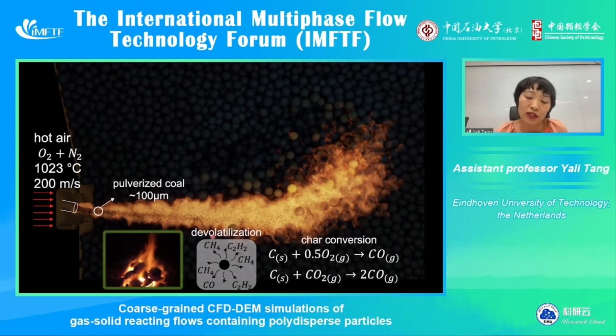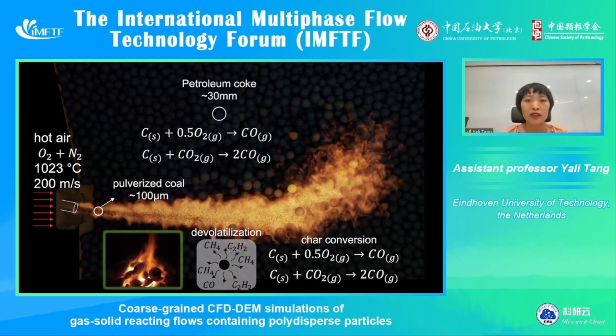And the devolatilized matter then undergoes the chemical reactions, which are solved by the FGM method, which I talked about earlier. And the coke particles are much larger. They are around 3 centimeters, and they undergo the same conversion reactions as the char.